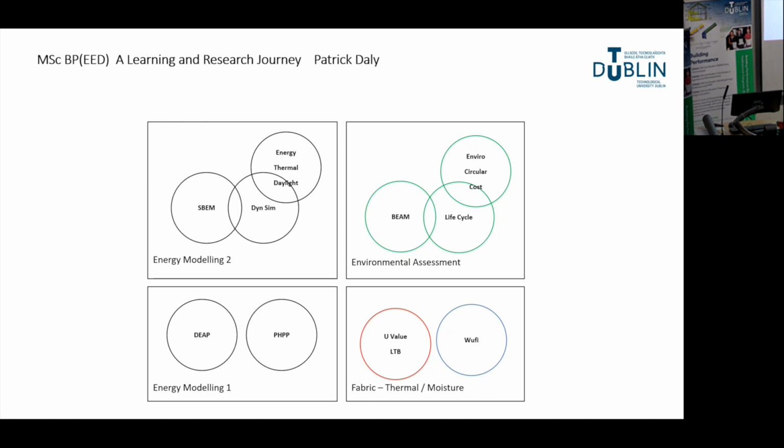And then in year two, the modelling is expanding out to, again, energy modelling, SBEM, and dynamic equivalent, and that dynamic is doing energy, thermal, and daylight. And then we're bringing in environmental assessment. So those of you that had an earlier iteration of year two, it is changing, and so it's really about building environmental assessment methods, and then life cycle methods related to the environment, circularity, and cost.